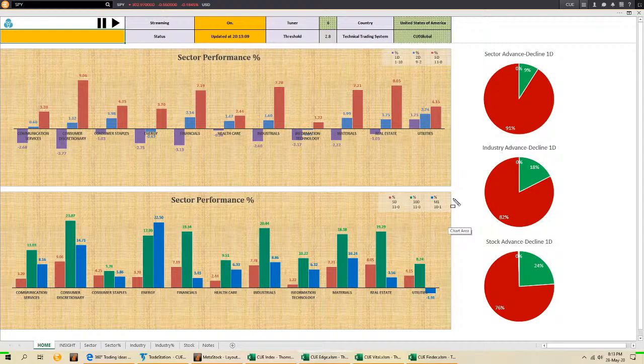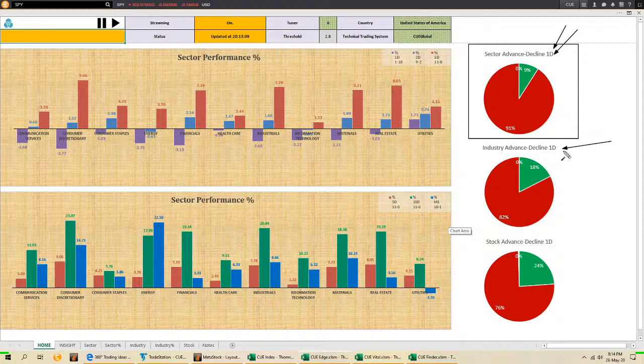In Q Edge, now we have the sector advanced decline. You can see now it is showing 1 day. Why is it showing 1 day? Because now real-time data is not coming. It is off market hours. During market hours, you will see this caption change dynamically to real-time, and the real-time picture is shown.